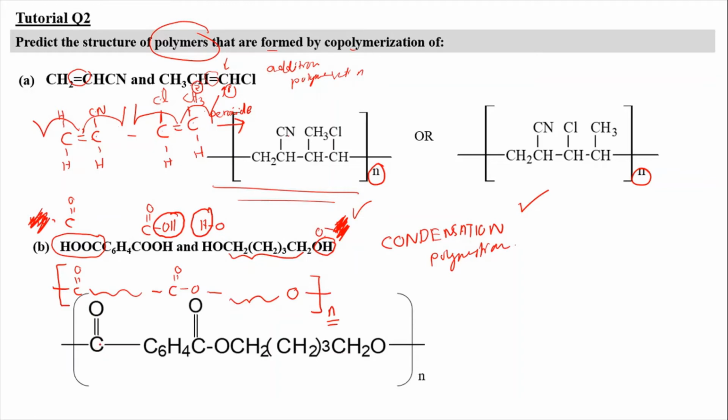What we're going to get is C double bond O, C6H4, and then C double bond O again, and then we're going to make an ester bond, so you know that it is a polyester. Then CH2, CH2, 3, and then CH2O, and then we close it with an attachment and a bracket and include the N. Okay, so this is our polymer.